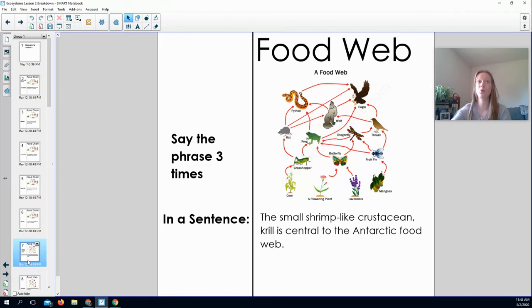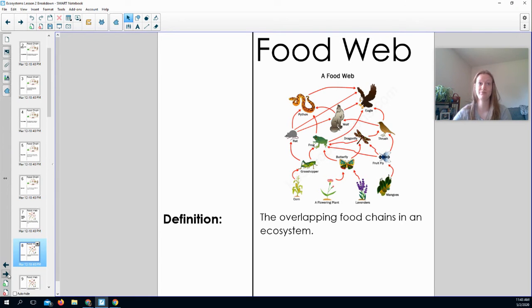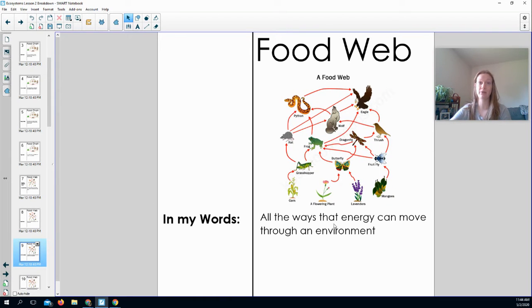The next word is food web. Let's say the phrase 3 times. Food web, food web, food web. In a sentence, you might see, the small shrimp-like crustacean krill is central to the Antarctic food web. The definition of a food web is the overlapping food chains in an ecosystem. So basically, in my words, it's all the ways energy can move through an environment. You do not eat just one food forever, and neither do the animals in their environment. So the food web shows you the different things that can be consumed by the different things.